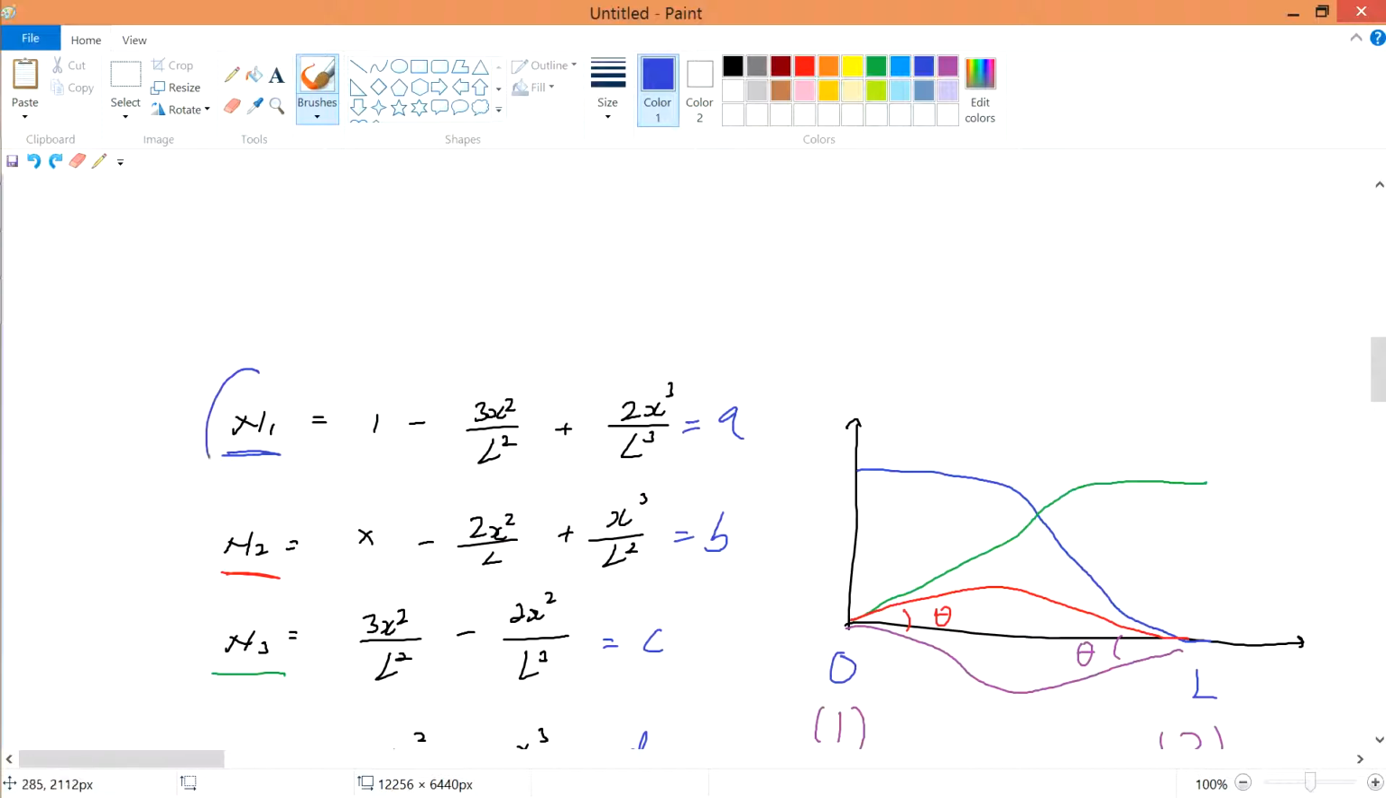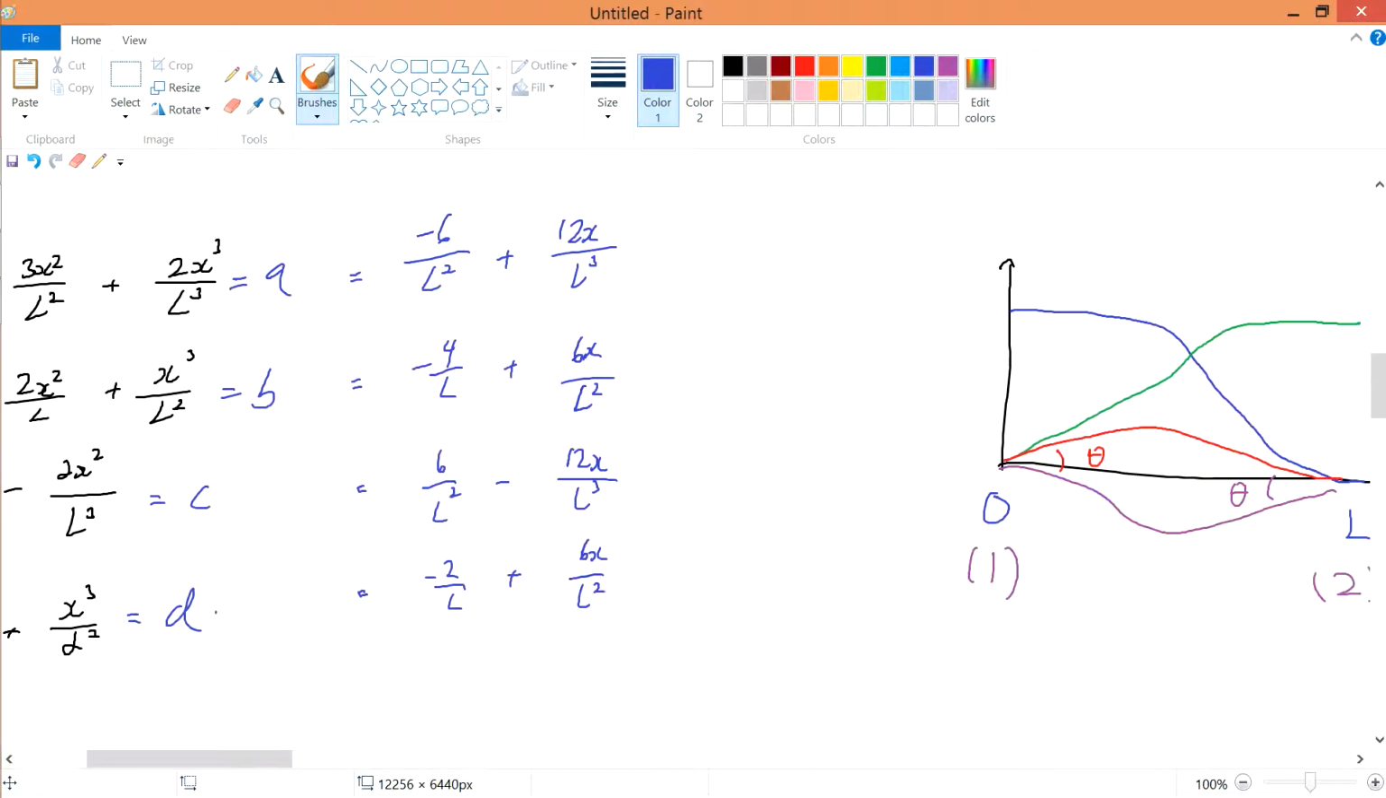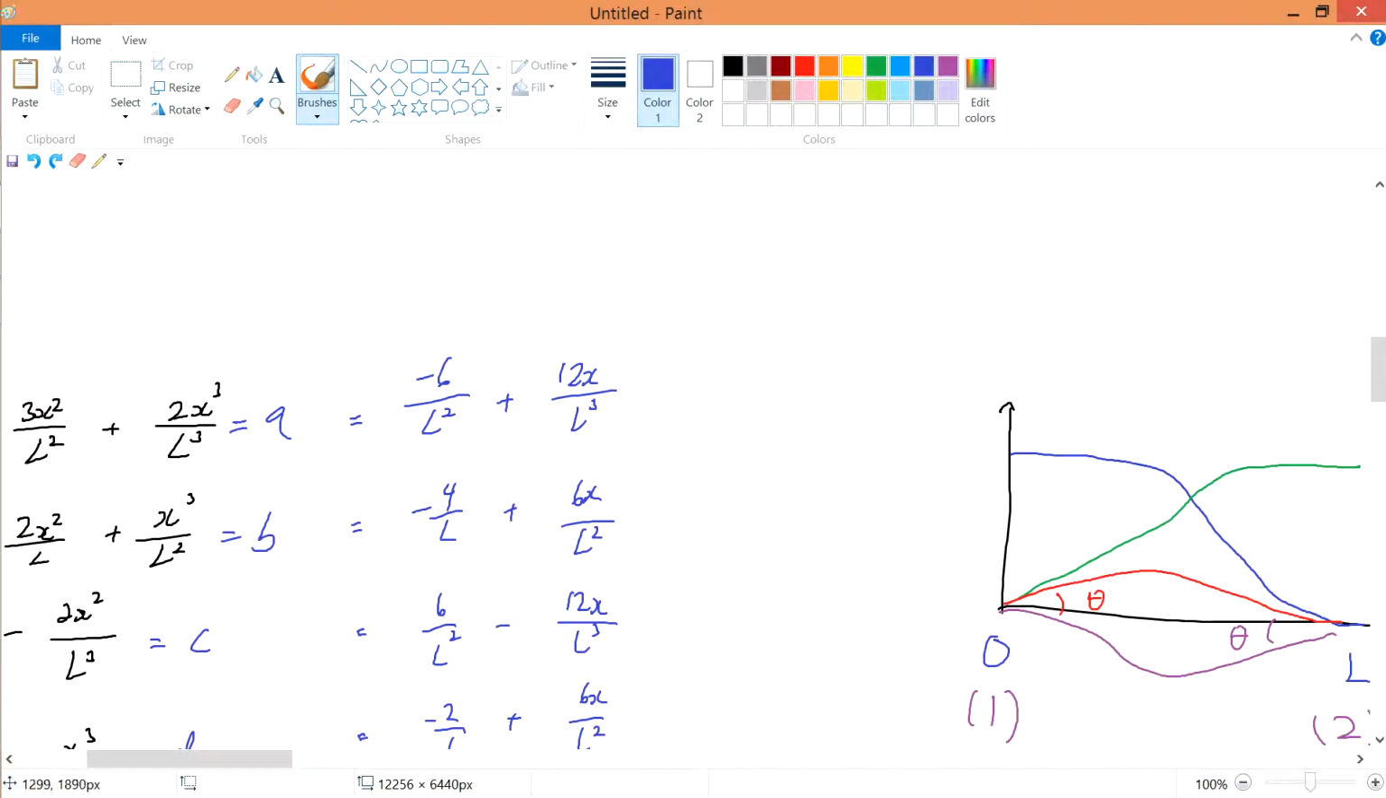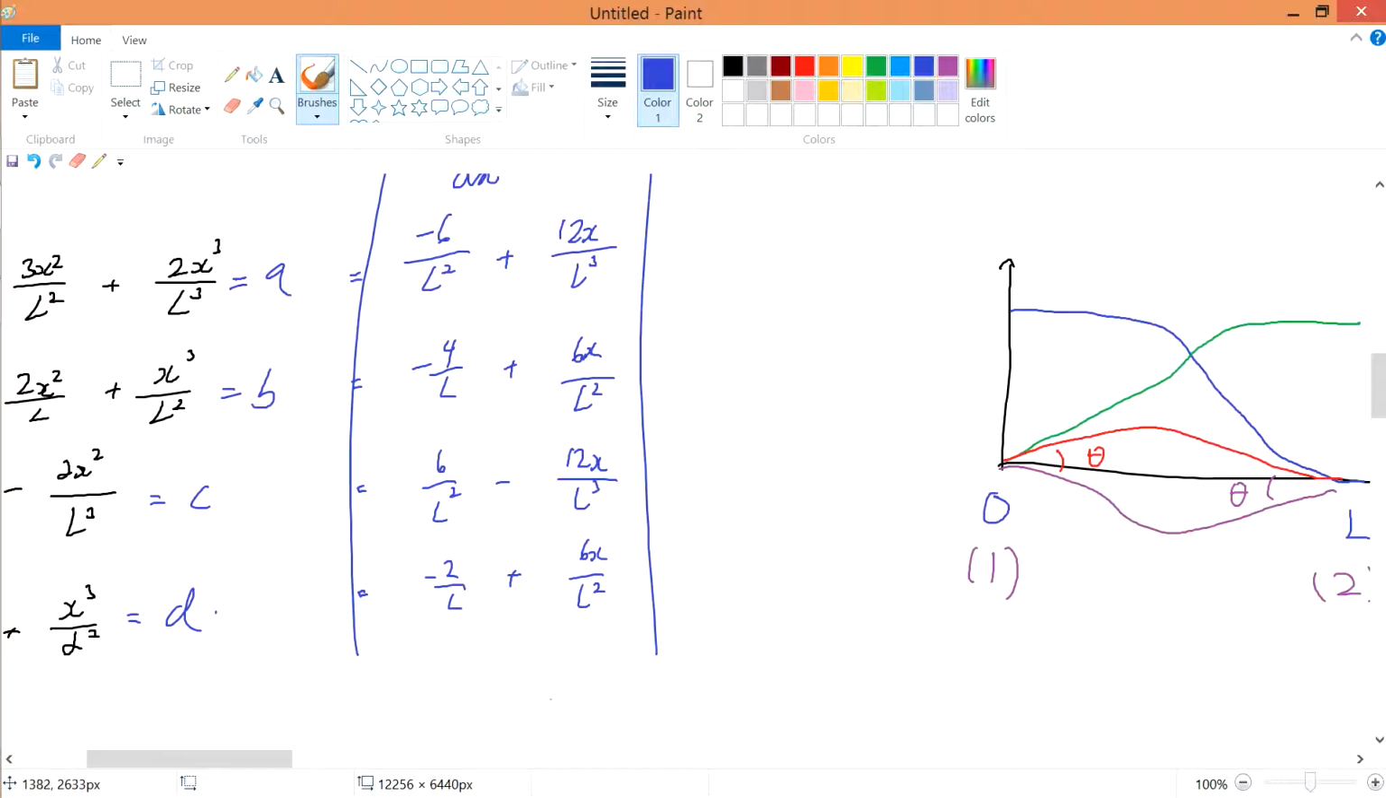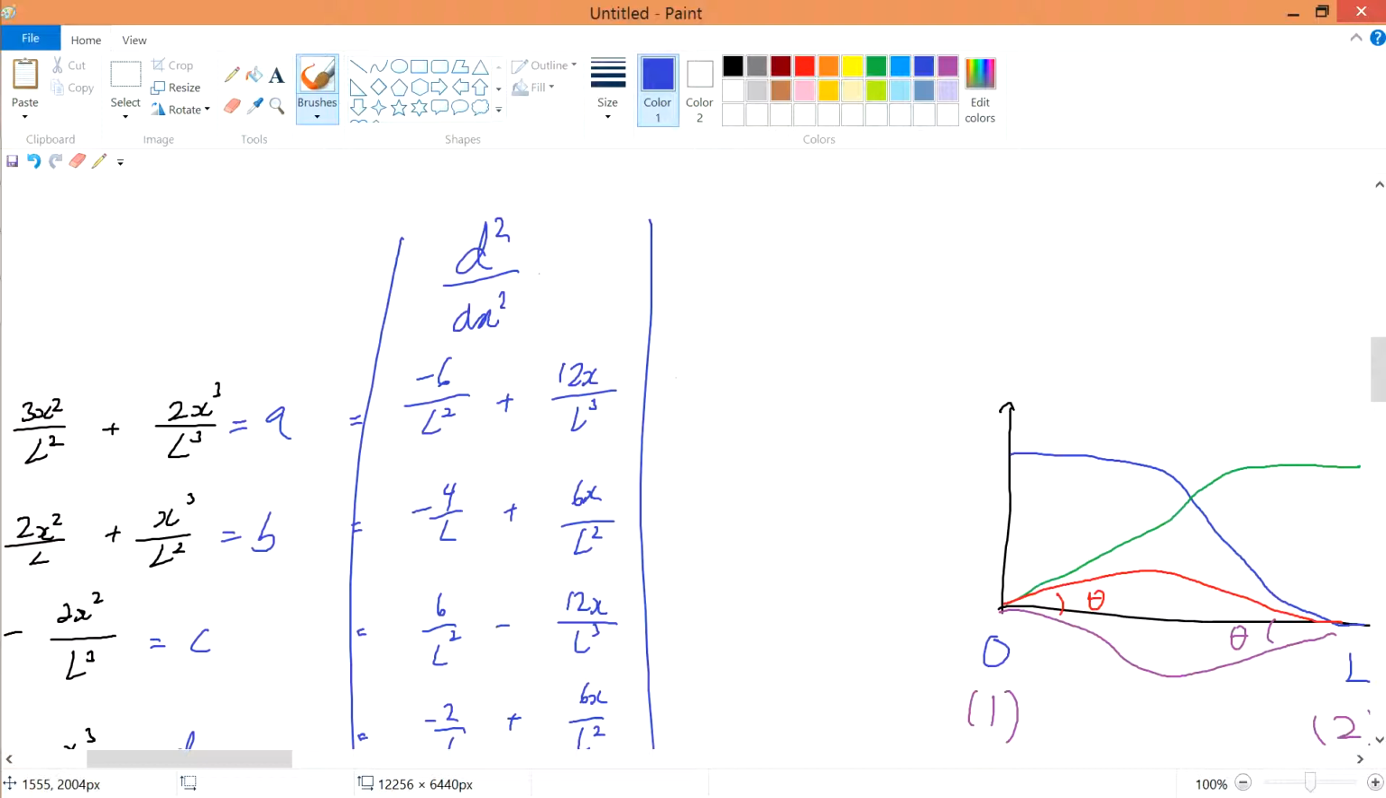For example, I will just differentiate N1 first. If I differentiate two times, I'll skip the steps. If I differentiate your a, b, c, d, what you have is this thing over here. I should define that these are all d2/dx squared, and I can denote them as a prime prime, b prime prime, c prime prime, and d prime prime.